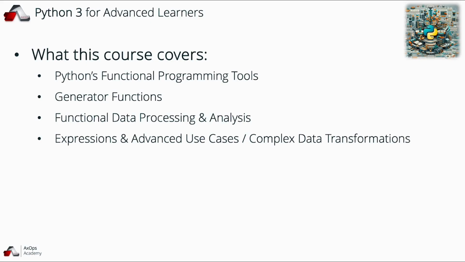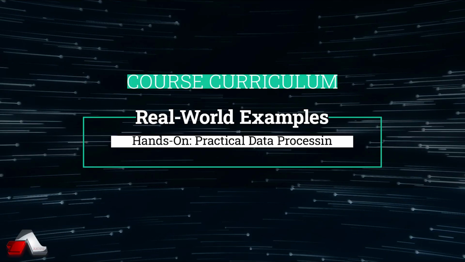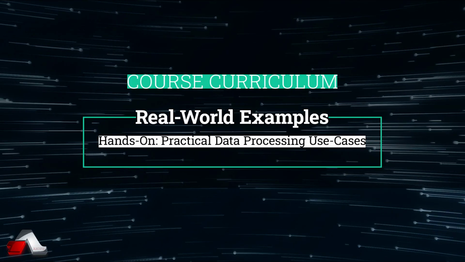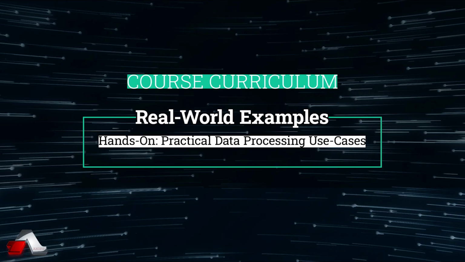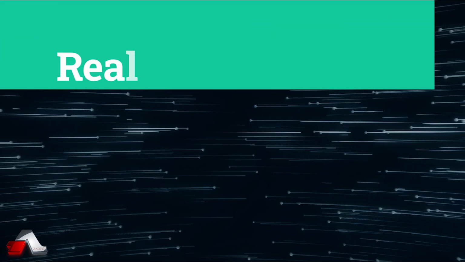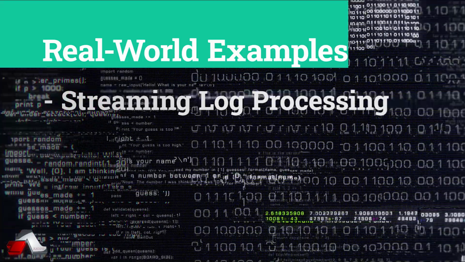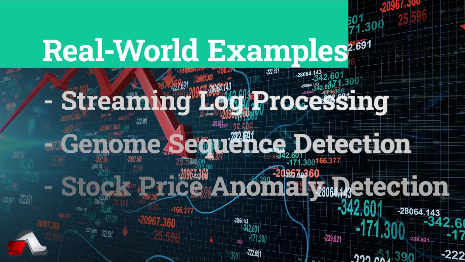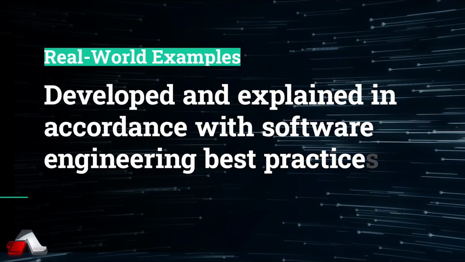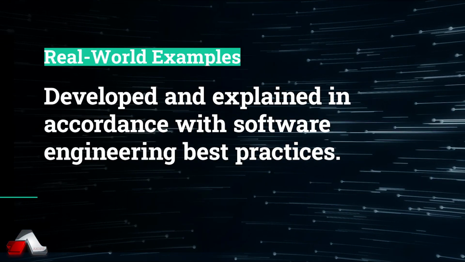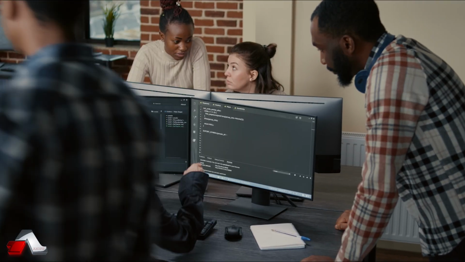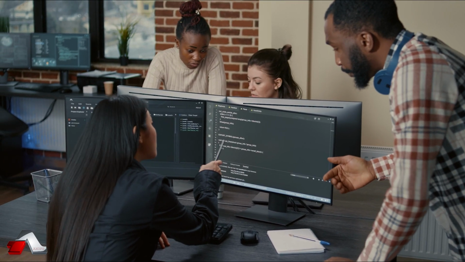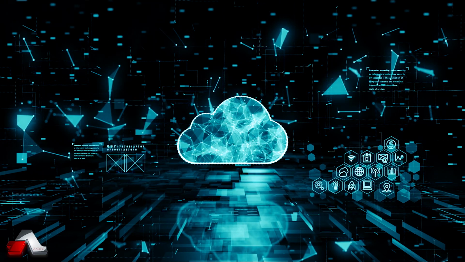Armed with all that knowledge, we'll get straight into real-world applications and best practices, where you'll learn how to integrate all the functional programming concepts you've learned in real-world scenarios. The three we've chosen for this course are streaming log processing, genome sequence detection, and stock price anomaly detection. We'll discuss best practices in Python functional programming as we progress through these examples, equipping you with the knowledge necessary to apply functional programming techniques in real-world applications effectively.